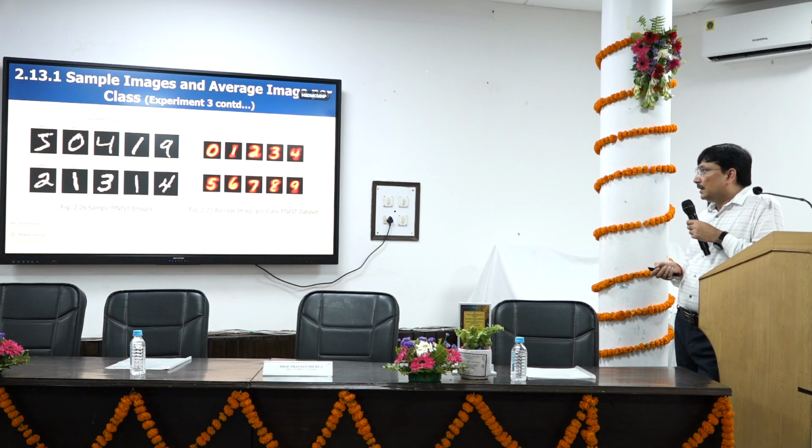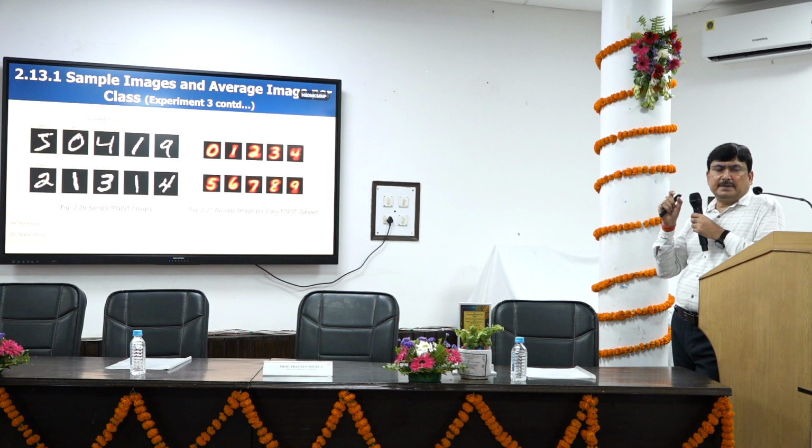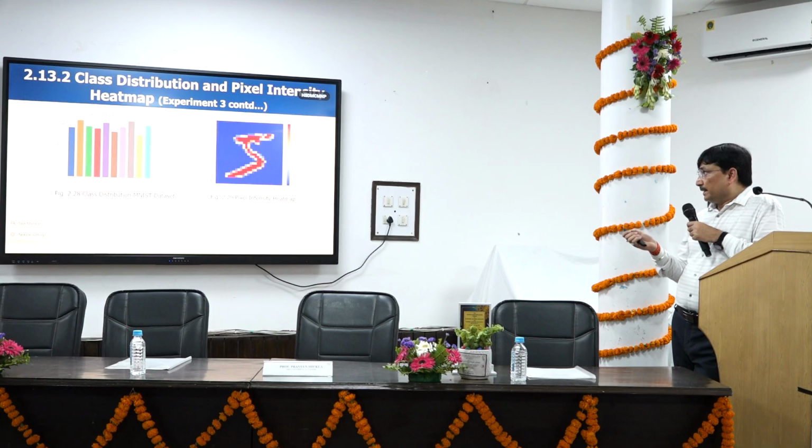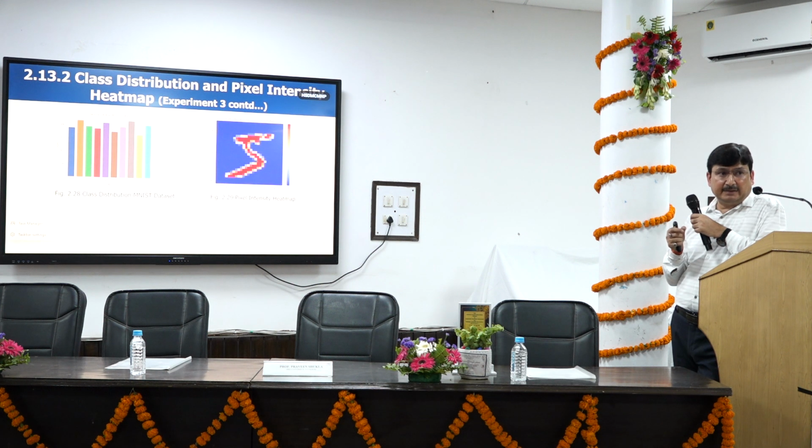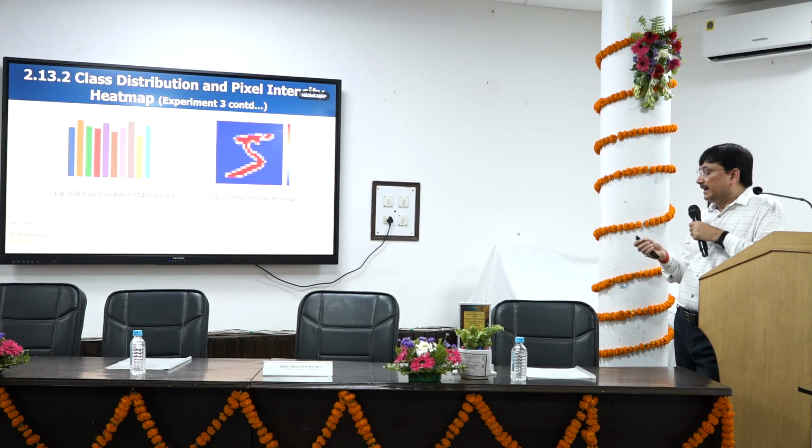This is the sample MNIST image. And this is average image per class MNIST data set. This is just basic information about the data set. It's a multi-class classification data set. So we have this class distribution, pixel intensity heat map. This particular heat map will tell us the intensity level of the picture, to recognize it into different classes, from 1, 2, 3, 4, 5, 6, 7, 8 and 9, because there are 9 classifications in this particular data set.